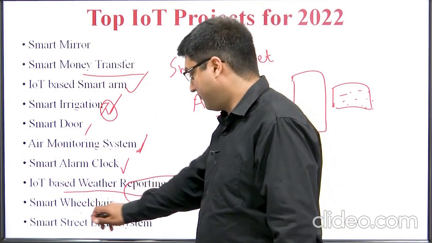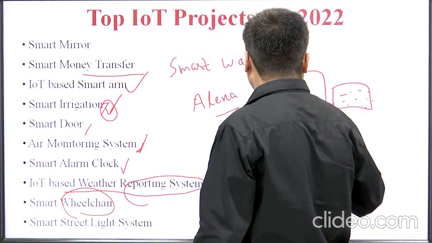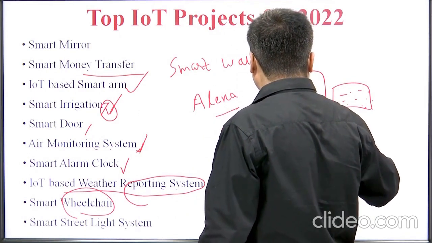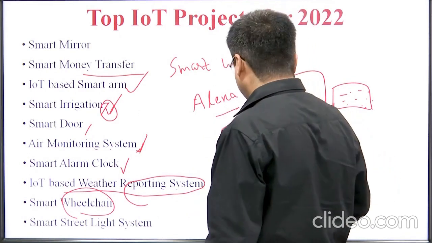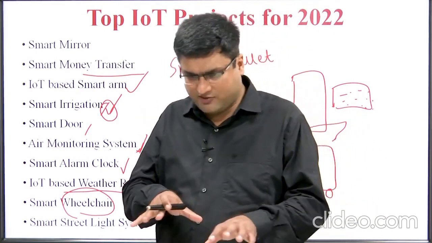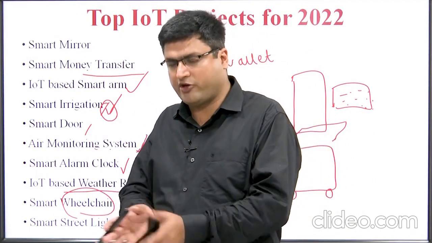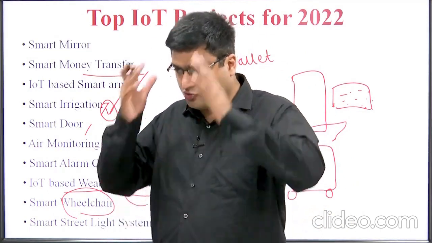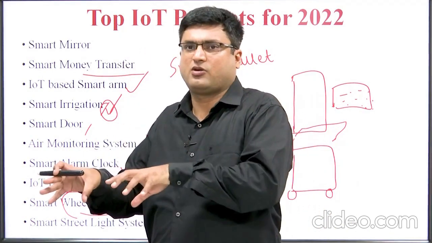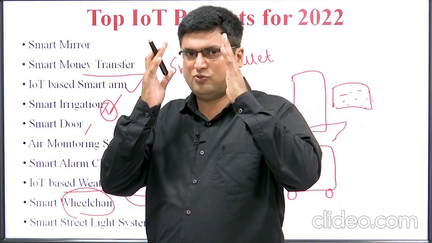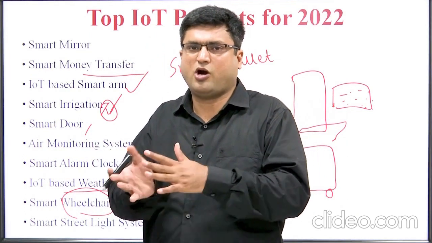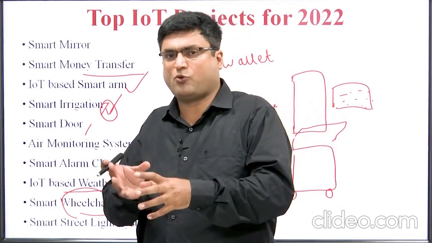Smart wheelchair, what is the meaning of smart wheelchair? A smart wheelchair means a wheelchair which can be controlled smartly, through Alexa and voice recognition. You give commands by voice, you say something and the wheelchair will move according to your commands. Or through your thoughts, through image processing, your wheelchair can also be controlled. If you think of moving right, your wheelchair will move and go accordingly. That uses the concept of localization.